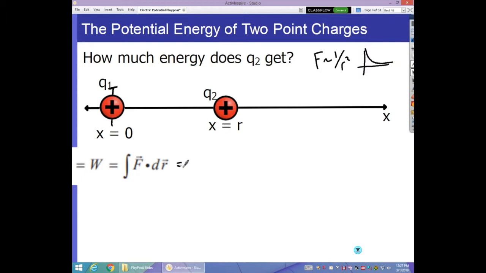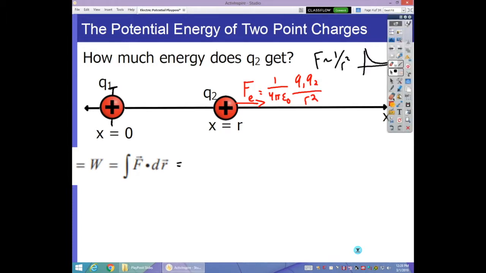So we're going to calculate the work done by this electrostatic force. You might remember, of course, that the electric force on this is going to be 1 over 4 pi epsilon 0, that k constant, times Q1 times Q2, all over r squared. In this case, instead of using r squared, I actually want to use x squared, because you'll notice I've put everything on the x-axis. So x is just the distance between them.